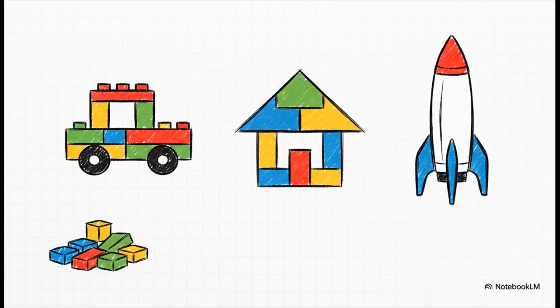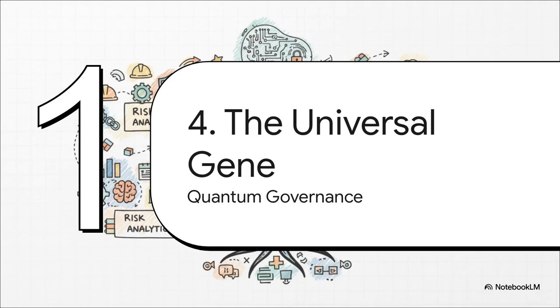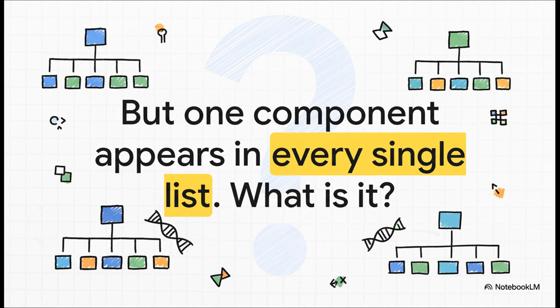So the huge lesson here is this: data analytics isn't about thousands of unique, magical black boxes. It's a system of interchangeable, fundamental building blocks. It's like Legos. But while this whole genome was being mapped, something really fascinating popped up: a mysterious gene that seems to appear everywhere. So in section 4, we're going to investigate what's being called the quantum governance gene. Seriously, across hundreds and hundreds of different capabilities, one single component, one gene, showed up in every single one, no exceptions.